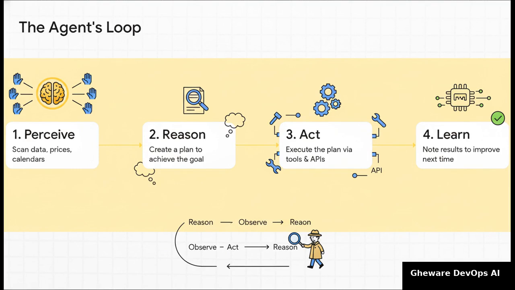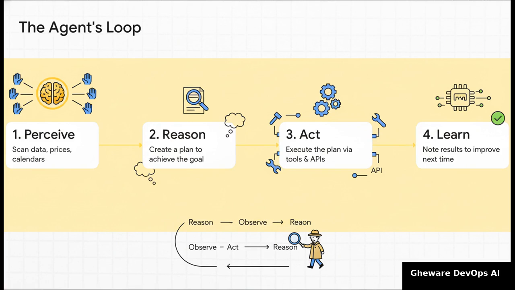So first, the agent perceives the world around it. Our detective shows up at the crime scene and just takes it all in, looking at the initial clues. Second, it reasons. The detective thinks, okay, the key to this whole case has got to be the security footage. That's the agent forming a plan. Third, it acts. The detective walks over to the security office and gets the tape. The agent executes its plan using the tools it has. And finally, and this part is so crucial, it learns. After watching the footage, the detective has new information. Now they know who was there.